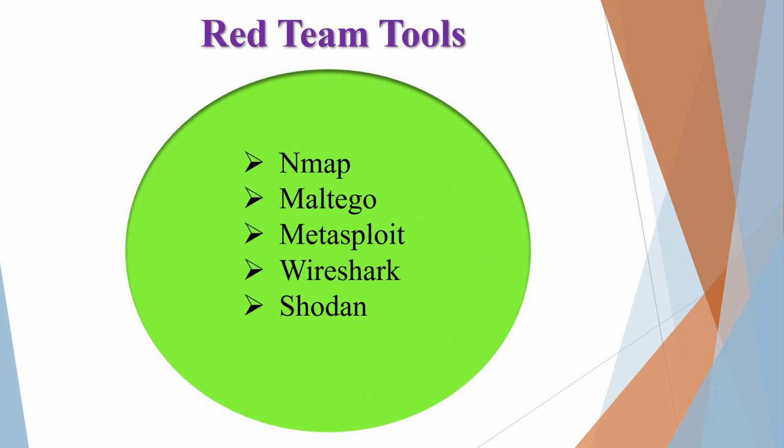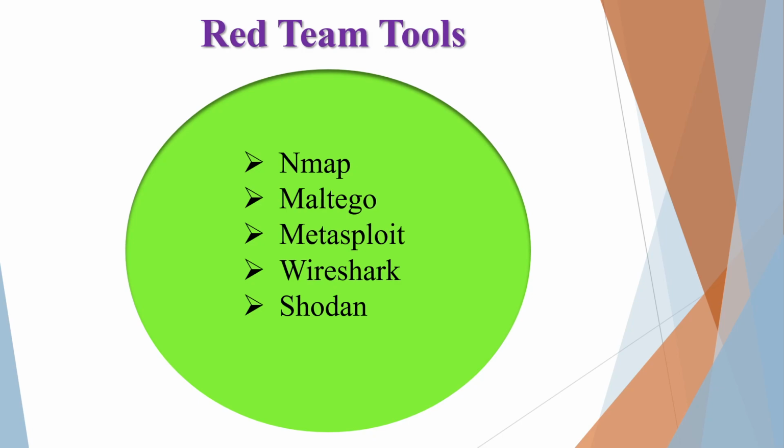Now, let's see what are the red team tools. The first tool is Nmap. It is an open source tool for reconnaissance which is used for network discovery. The next is Maltego. It lets you discover names, phone numbers, emails, addresses, organizations, and social media accounts and can be used for data correlation, allowing the red team to visually explore the relationship in their data.